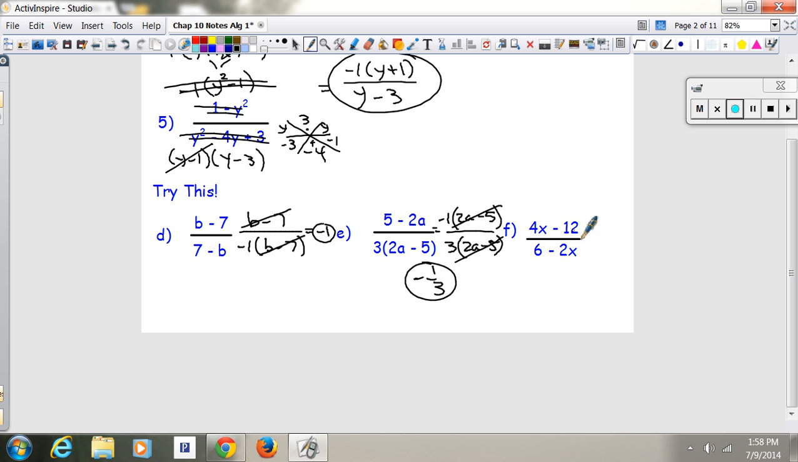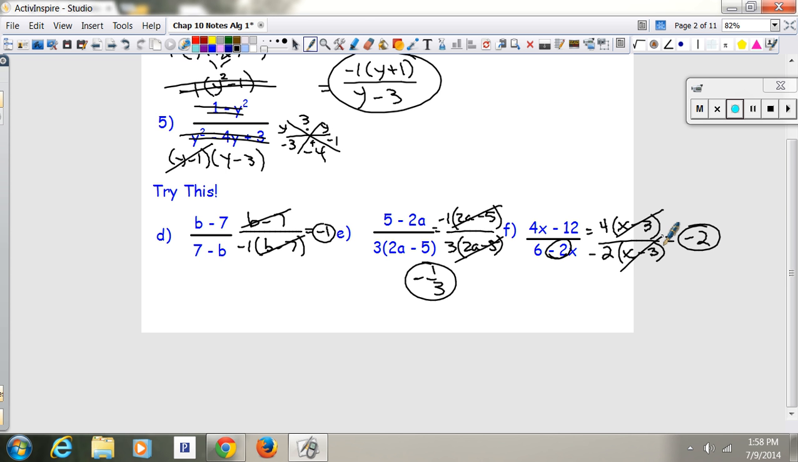On the top here, take out a 4. You'll be left with x minus 3. On the bottom, take out a negative 2. 6 divided by negative 2 would be negative 3. And if you take out the negative 2, you're just going to have an x left over, a positive x. So those will cancel out. 4 divided by negative 2 is negative 2. So your answer for that one is negative 2.